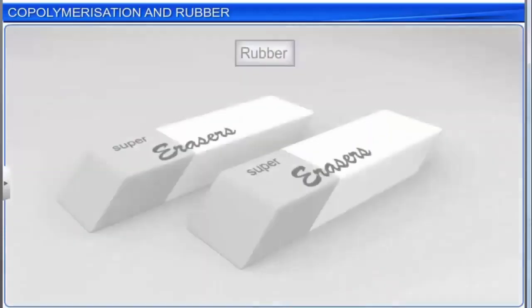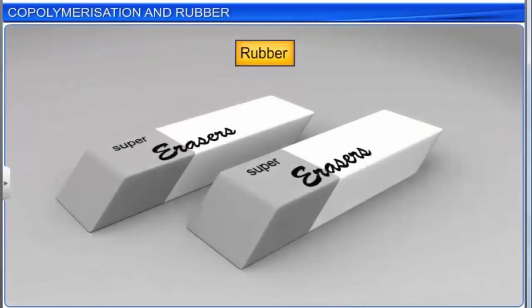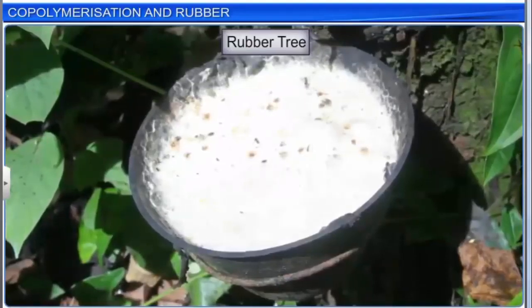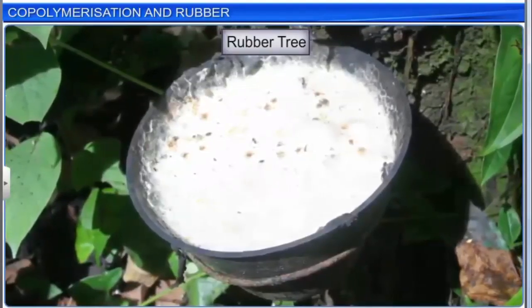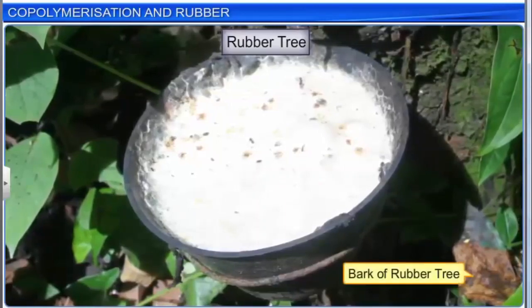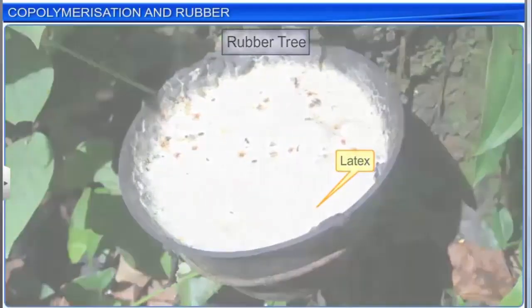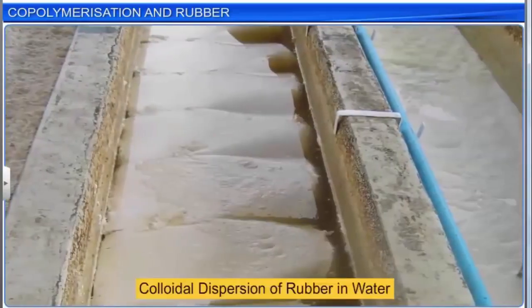Let us now study rubber and elastomer in detail. Natural rubber is a polymer with elastomeric properties. It is obtained from the bark of the rubber tree in the form of latex. Rubber latex is a colloidal dispersion of rubber in water.